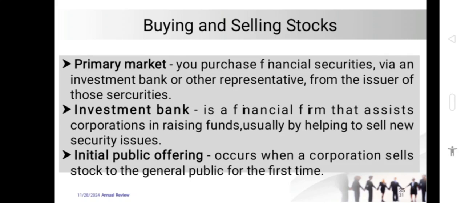By selling shares to the public, the company gains access to a broader pool of investors, enhancing its financial flexibility. IPOs also increase a company's visibility and credibility in the market, potentially boosting its valuation.